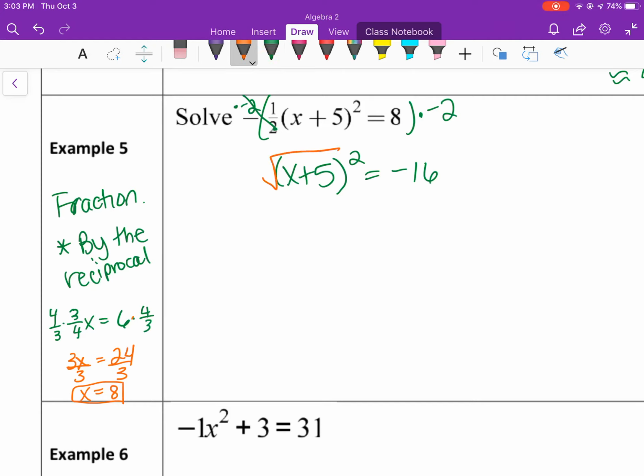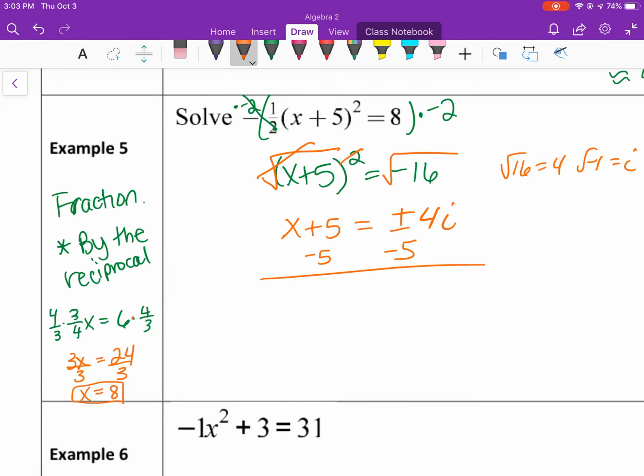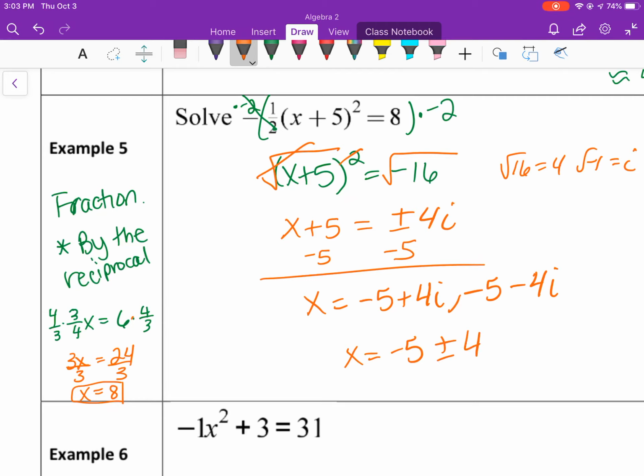Then I can take the square root of both sides, and I'm going to get x plus 5, because the square root will take out the square. And the square root of 16 is 4, and the square root of -1 is i, so this is going to be plus or minus 4i. The last thing I'll need to do is subtract 5 from both sides. I want it to be in standard form, so the real part first. So I'm either going to have -5 plus 4i or -5 minus 4i, commonly written as -5 plus or minus 4i, just all together to save some time.